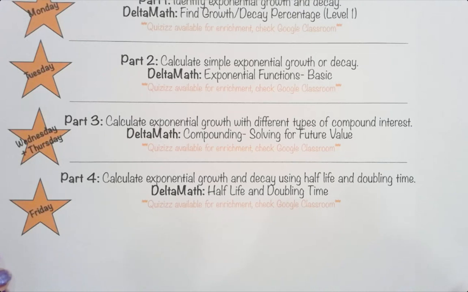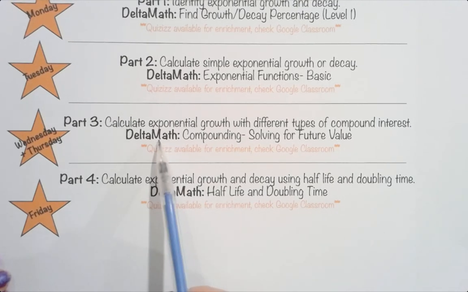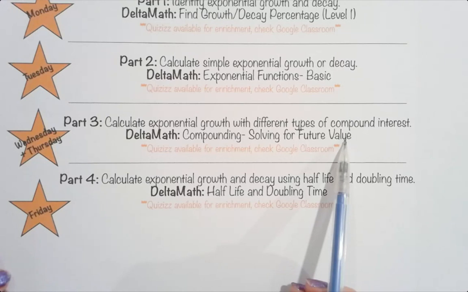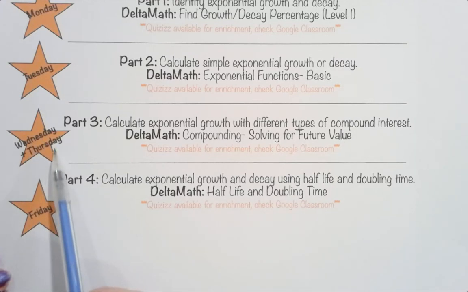This concludes part 3 of our video. So if you're good to go, you can go ahead and go into Delta Math and click on compounding, solving for a future value. I would suggest breaking that up over 2 days because like I said, there are 3 formulas, so it might take you a little bit longer to get through this.